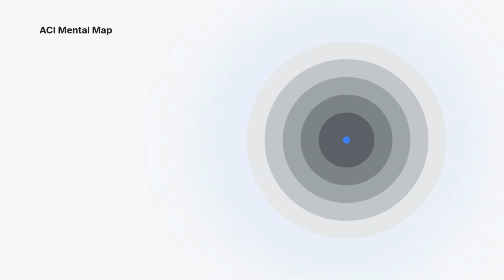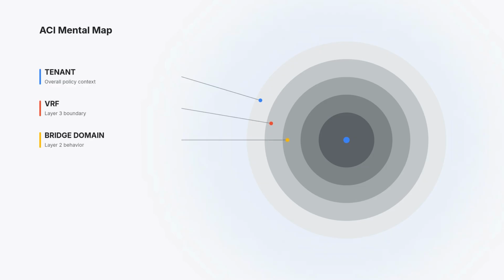Now that the example is on screen, let's talk about the mistakes that usually make ACI feel harder than it is. So that's the mental map for ACI. The tenant holds the overall policy context, the VRF defines the layer 3 boundary, the bridge domain handles layer 2 behavior, the application profile groups the app's intent, and the EPG is where workloads are actually organized and matched to policy. Once that structure clicks, the next logical step is seeing how those groups talk to each other. That's where contracts and policy enforcement come in, and that's exactly where we'll go next.